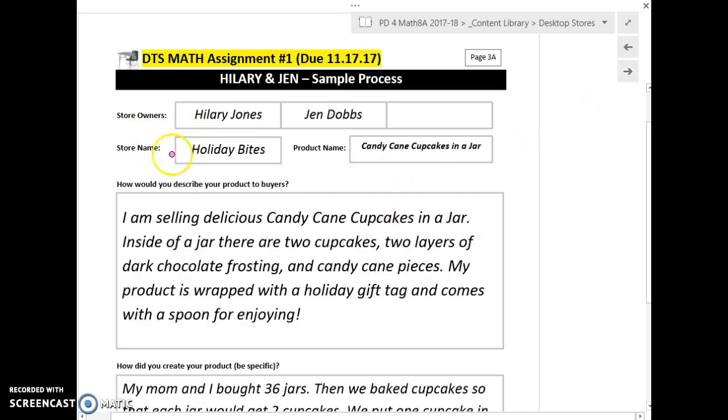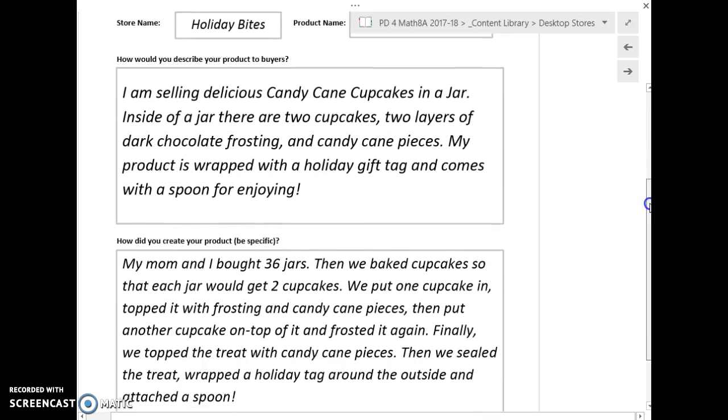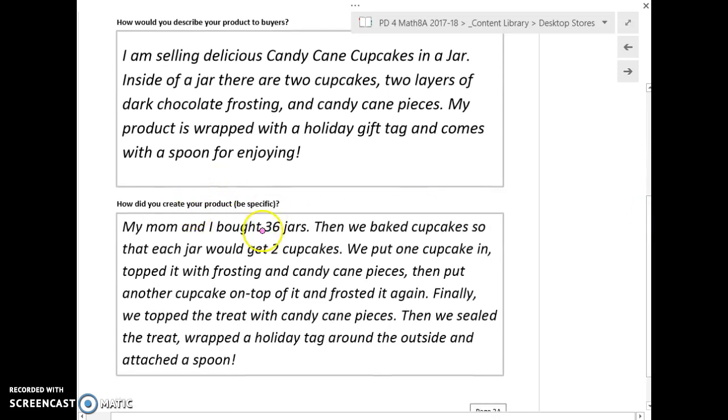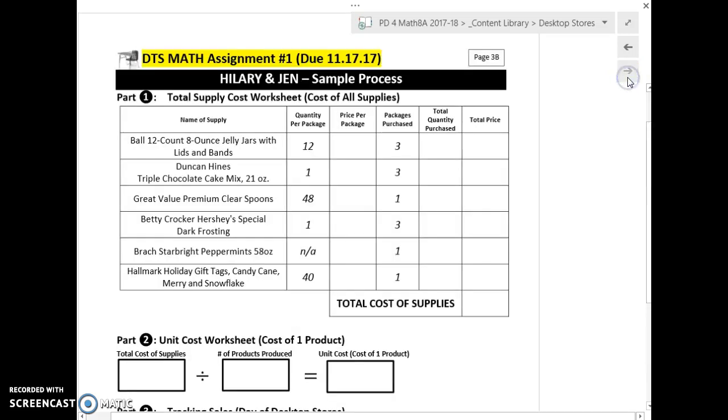Alright, so here's Hillary and Jen. Their name is Holiday Bites, and it's candy cupcakes in a jar. Again, you can read through their description and how they made it. Okay, so we can see that they bought 36 jars. There's 2 cupcakes in each jar. So they need to plan out that they're making 72 cupcakes. Okay, so that's another example of what your page 4 should look like.